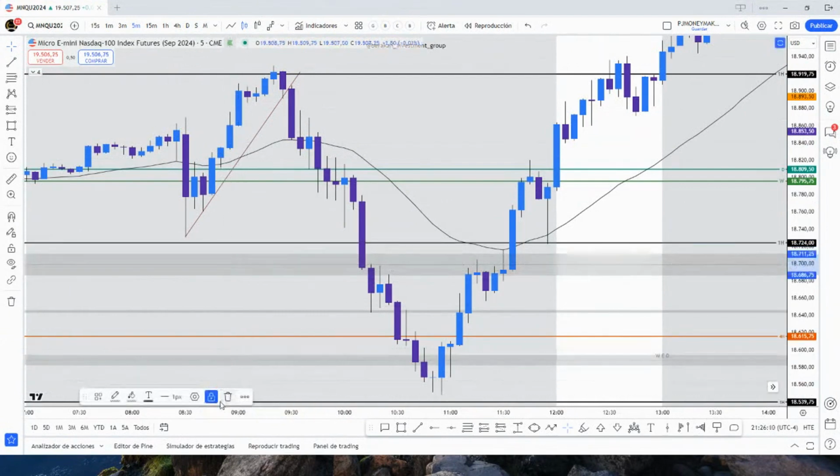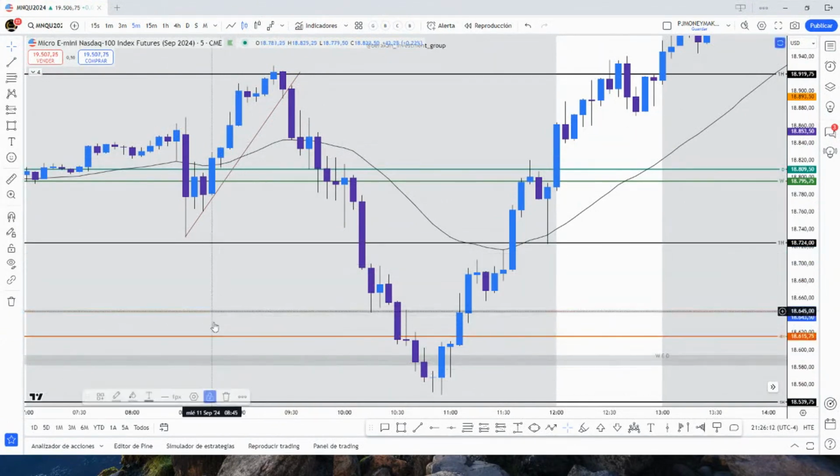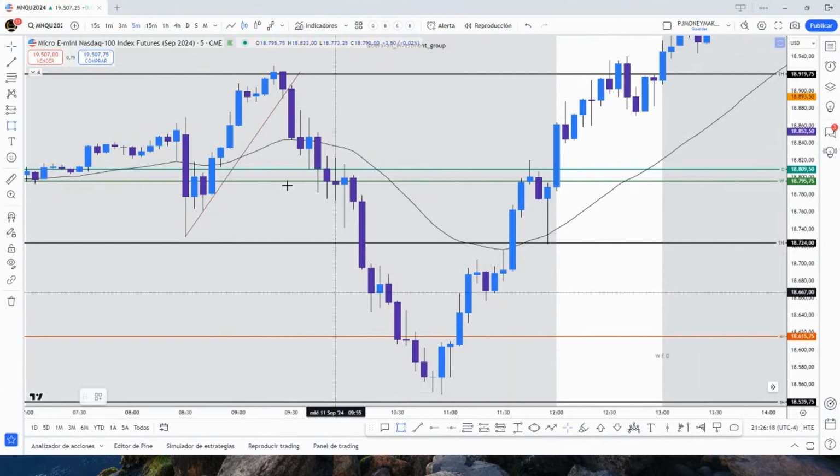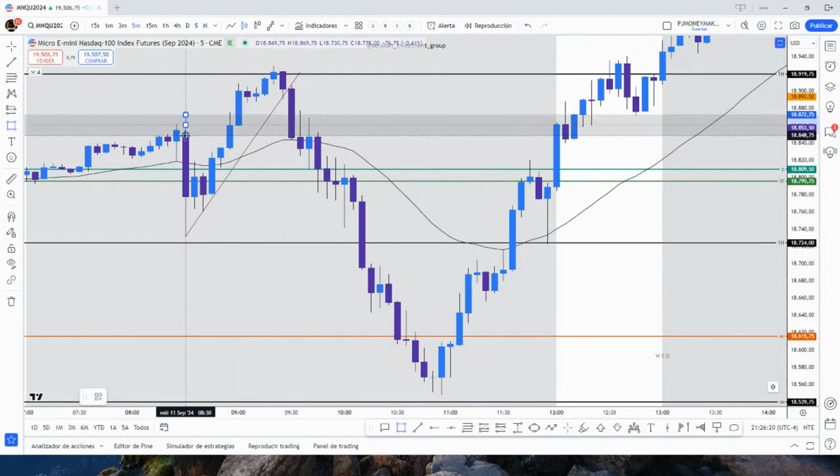Remember, all this zone is from the last time, so you have to delete all of them. So right here you put that. You see how it breaks, boom, retest. That used to be a what? Resistance. It broke, came back, it's resistance again, and shot down from there.